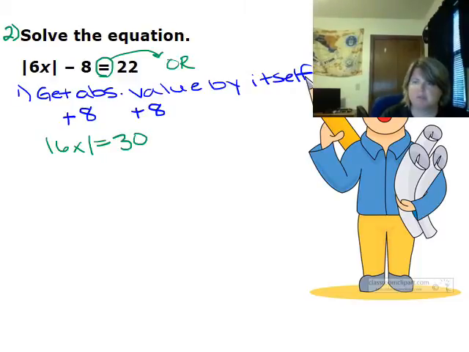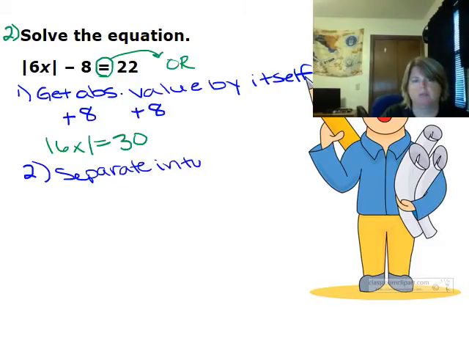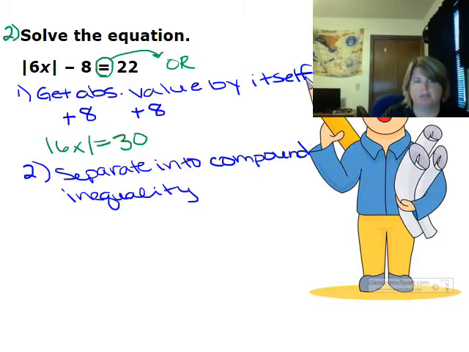Once you have the absolute value by itself, we're going to separate into the compound inequality, so that means the and or the or thing. We're going to do just like we did on the previous slide. Okay, so we're going to have 6x. Now, once I write the compound inequality, I no longer write the absolute value sign.